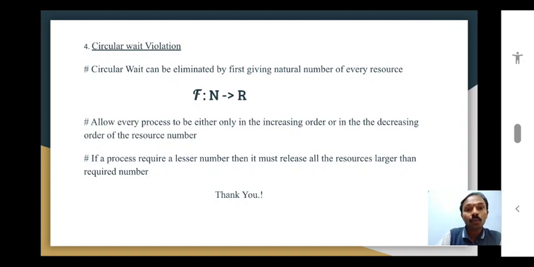If a process requires a lesser number, then it must release all the resources larger than the required number, and vice versa is also true. If the process requires a larger number, then it must release all the resources smaller than the required number. It's very simple, because we are interested in breaking the chain. The last process should not get connected with the first process, and with sequential numbering, guys, it will easily happen. So I hope you are understanding.